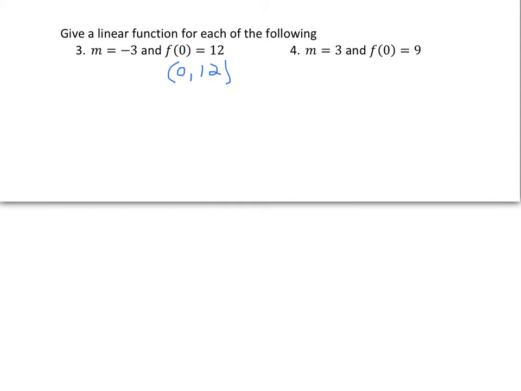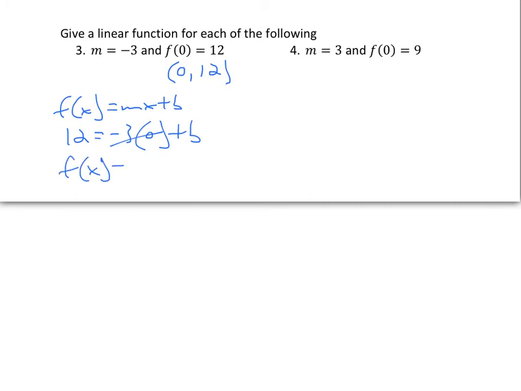Right, so f of x equals mx plus b. Remember that we're working with this whole time. I'm not going to write it every time, but know that that's the equation we're working with. Okay, so I've got f of x is the same as y, so that's 12. M is -3, x is 0. B is going to be, right, 0 times -3 cancel each other out, so b is 12. So the function is f of x equals -3x plus 12.